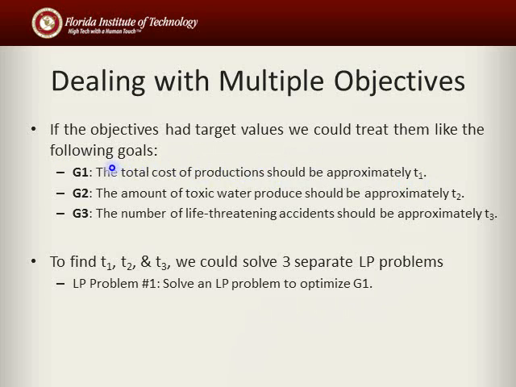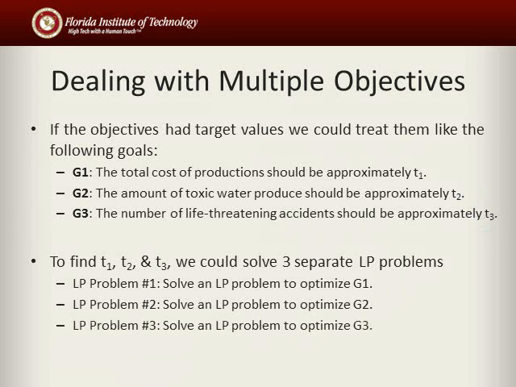If we find that optimal solution using the total cost as our objective, we can just set that optimal function value to be equal to T sub 1. And the same thing for the second and third objectives. So linear programming problem number 2 would be to solve an LP problem that optimizes G2, or goal number 2, which is the amount of toxic water produced. We set this up as a single objective to optimize goal 2, and the objective function value will then be set equal to T sub 2. And the same thing for T sub 3.